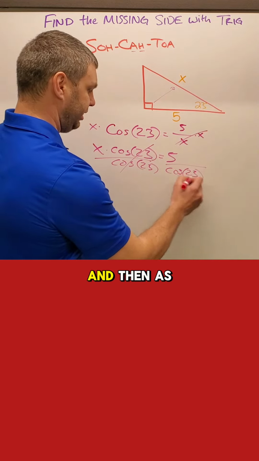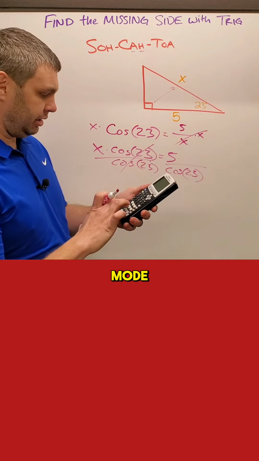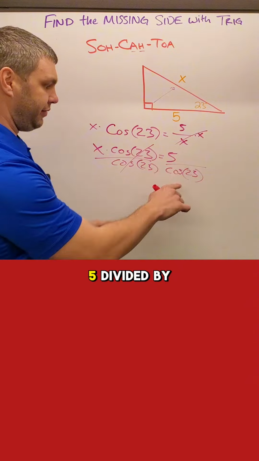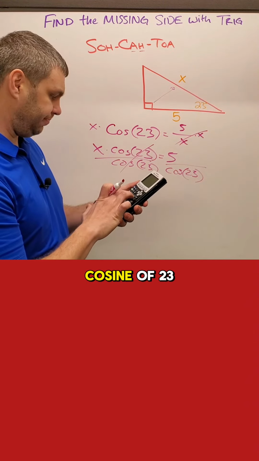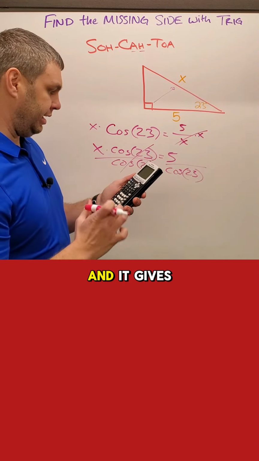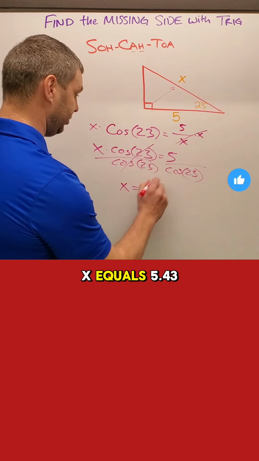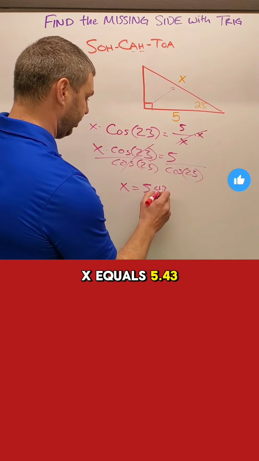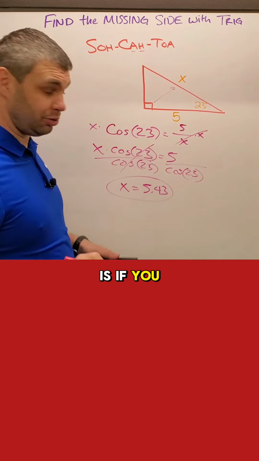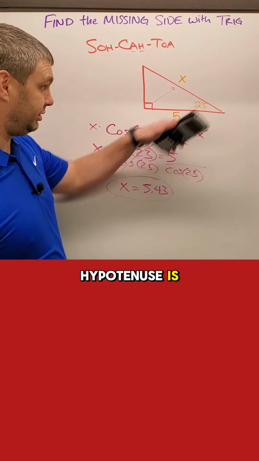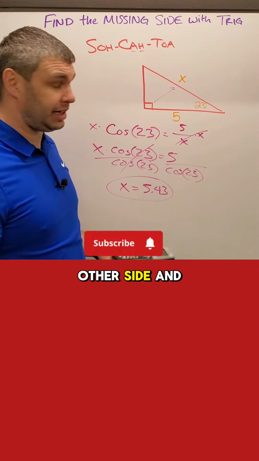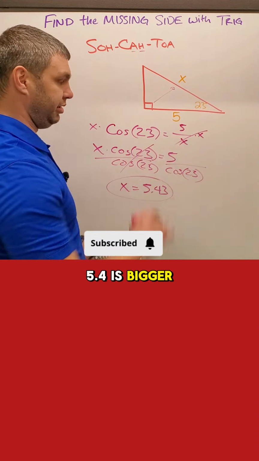Cosine of 23. And then as long as your calculator is in degree mode, you can just type this in exactly like it looks. 5 divided by cosine of 23. And it gives us 5.43 as our answer for X. X equals 5.43. All right, one last thing is if you know what your hypotenuse is, it should be longer than every other side, and 5.4 is bigger than 5.